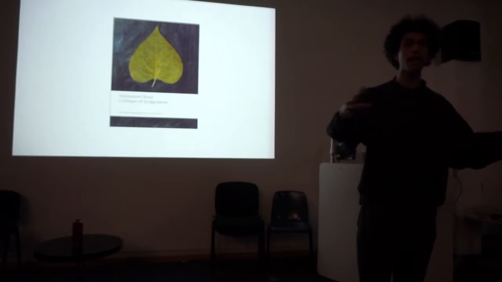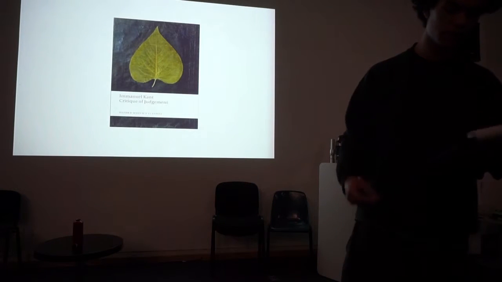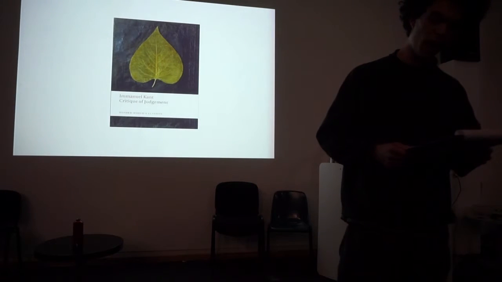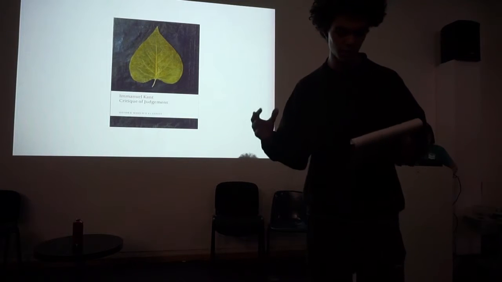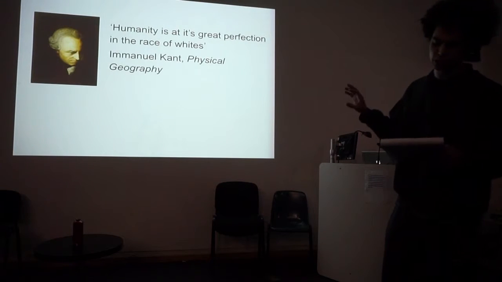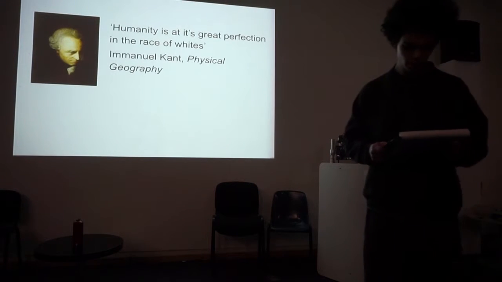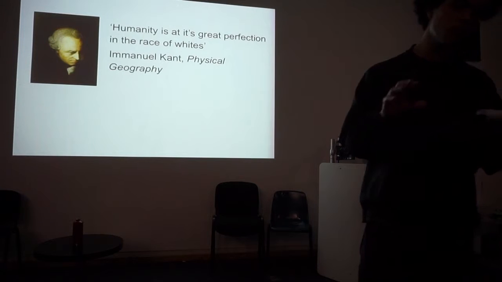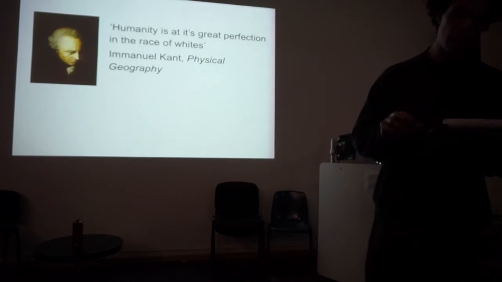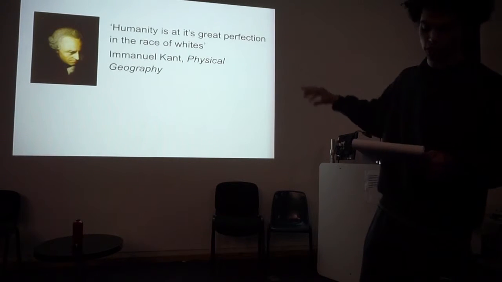Furthermore, philosopher Immanuel Kant, who I'm sure many of you are aware of, we've studied him in previous lectures. A lecture I gave 2 weeks ago, we spoke about his critique of judgment. And of course his views on aesthetics are particularly influential to contemporary art. Kant wrote in Physical Geography that humanity is at its greatest perfection in the race of whites. While philosophers Hill Jr. and Boxell argue that Kant did not deny any race of morals or dignity, he still placed racial groups in a hierarchy with whites at the top.